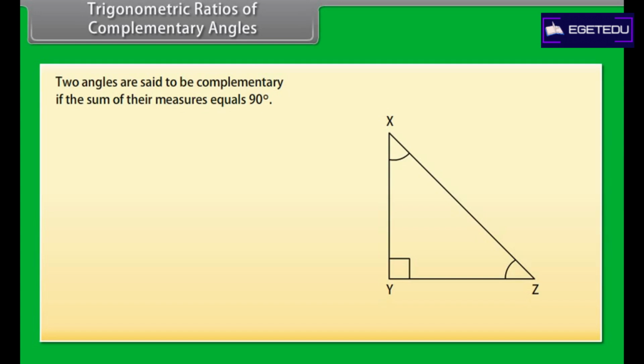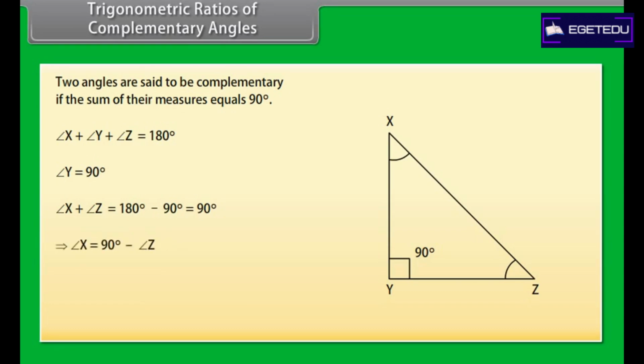Consider the triangle XYZ, right-angled at Y. Angle X plus angle Y plus angle Z is equal to 180 degree. Angle Y is equal to 90 degree. Angle X plus angle Z is equal to 180 degree minus 90 degree equals 90 degree, which implies angle X is equal to 90 degree minus angle Z. Or simply, X is equal to 90 degree minus Z.